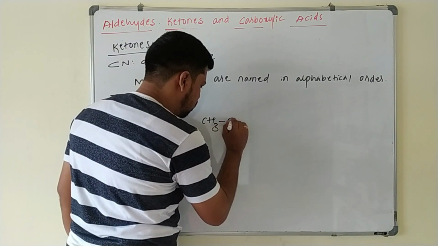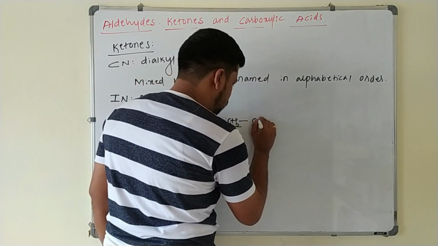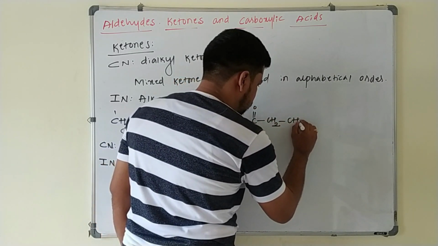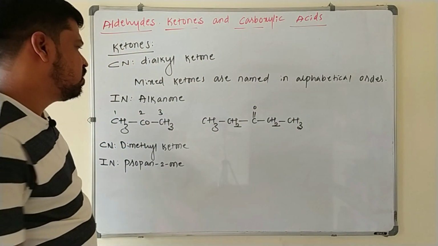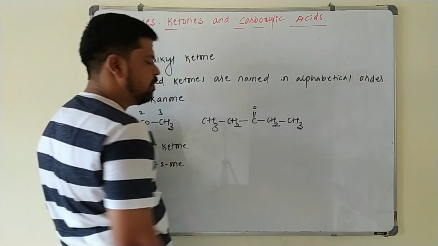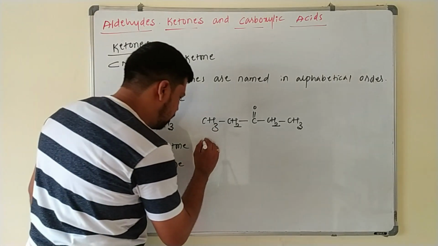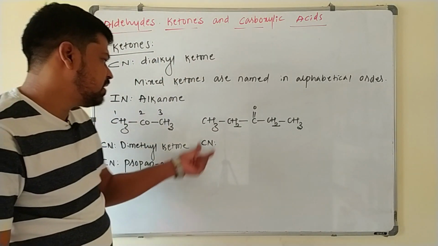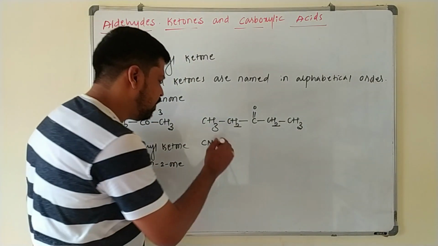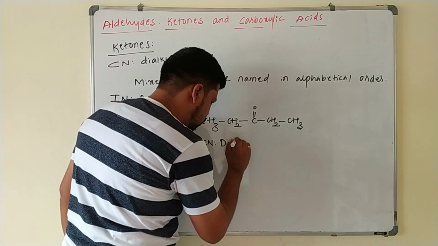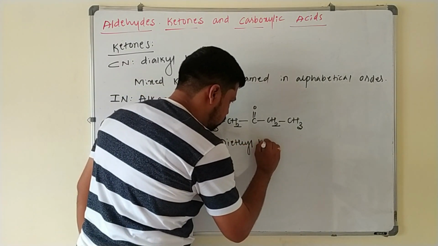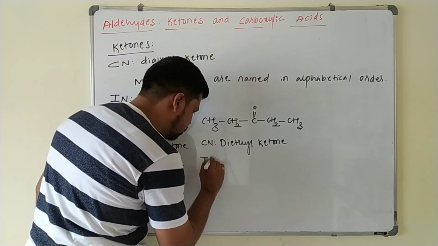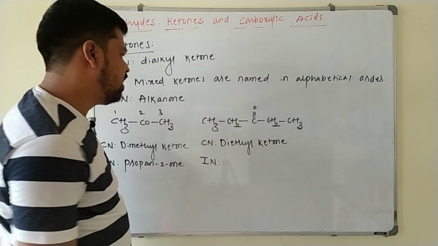Okay. Next, if I take CH3 CH2 C double bond O CH2 CH3. On both sides of the carbonyl group, again the same type of alkyl group is there. So what is the common name of this ketone? This is an ethyl group and this is also an ethyl group. This becomes diethyl ketone. The common name is diethyl ketone.